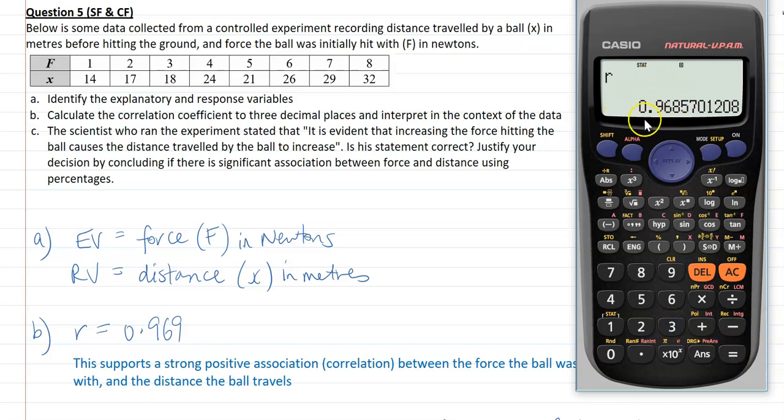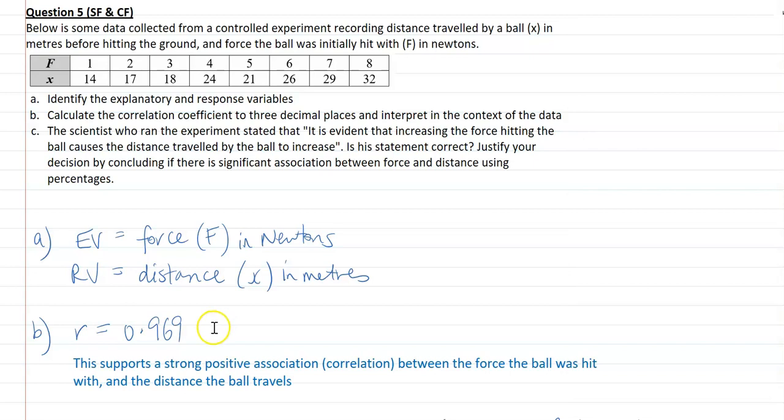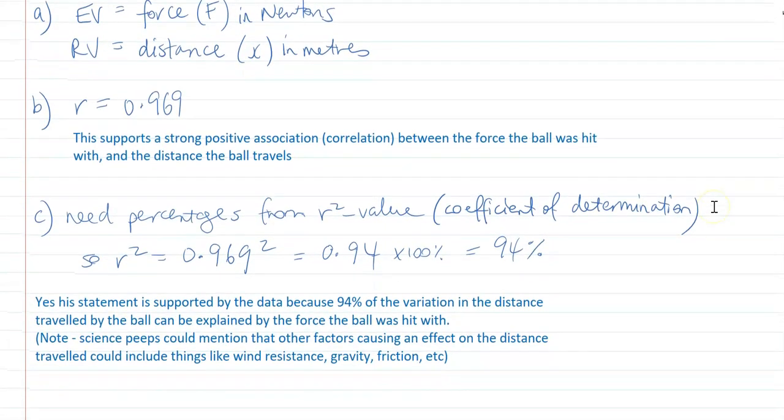And that gives you 0.96857, which we just round to 0.969 for our answer. It's a positive value. It's fairly close to 1. So that supports a positive association or correlation between the force the ball was hit with and the distance the ball travels.